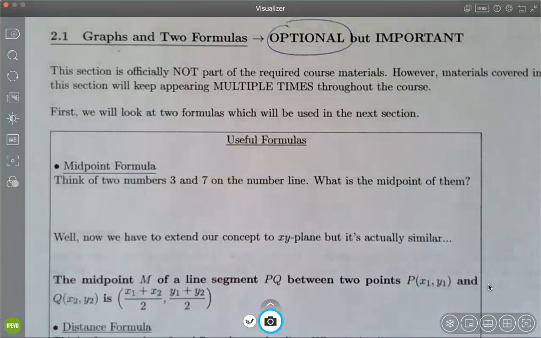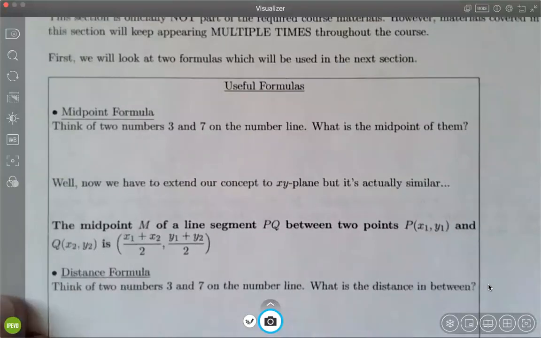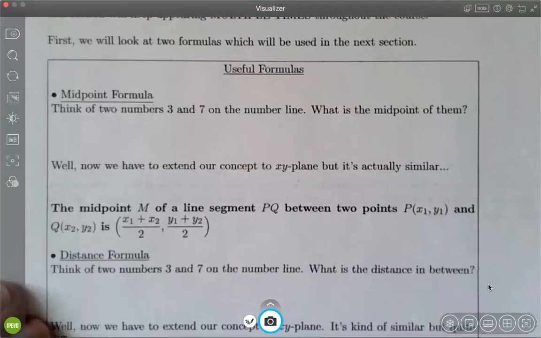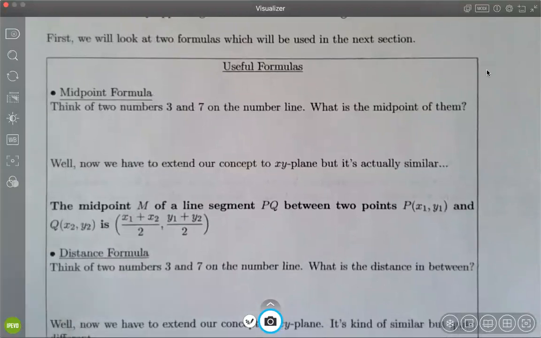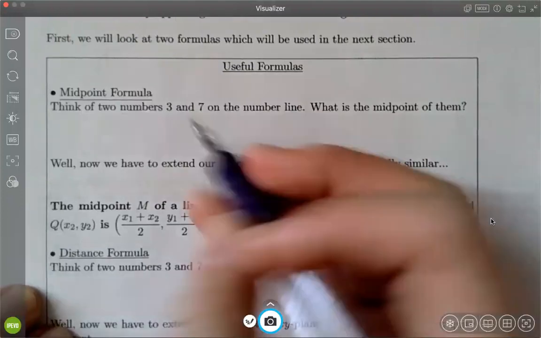Okay, so here are the two formulas. So the first one is the midpoint formula. Okay, so let's start with the one-dimensional case, which means the number line. Okay, so there are two numbers, 3 and 7, on the number line.